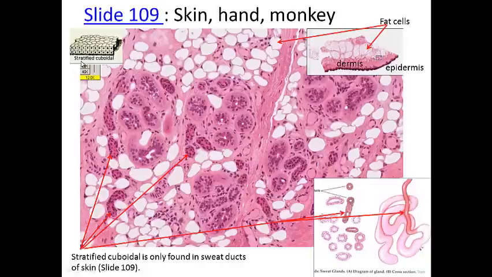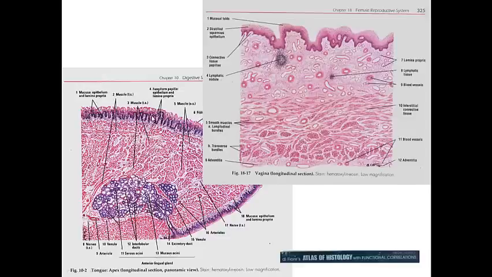And stratified cuboidal epithelium, we only find that in the sweat duct. In the sweat glands you have the ducts that take the sweat to the surface, and it's those sweat ducts that have stratified, more than one layer, cuboidal epithelium.